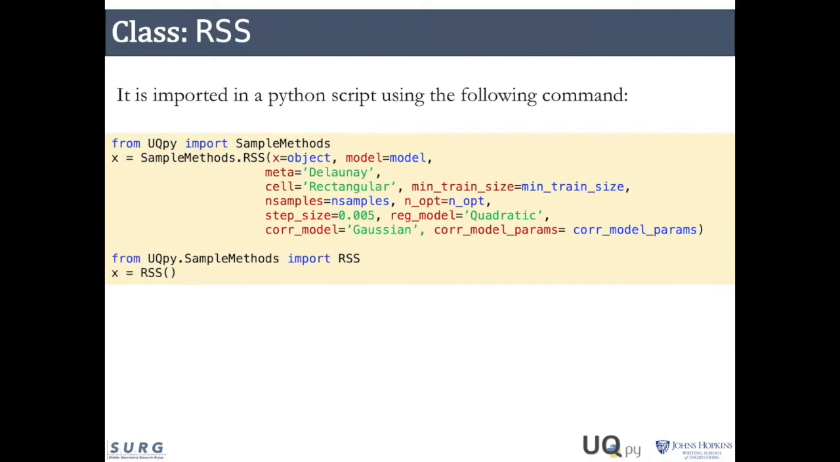Model is only required if we are using GE-RSS, otherwise model is not required. Meta is the same. If we are using GE-RSS, it is required, otherwise it is not required. Cell is equal to rectangular, and minimum train size is also required when we are doing GE-RSS, otherwise it is not required. And n samples is the final number of samples which we want, and other quantities are related to kriging.